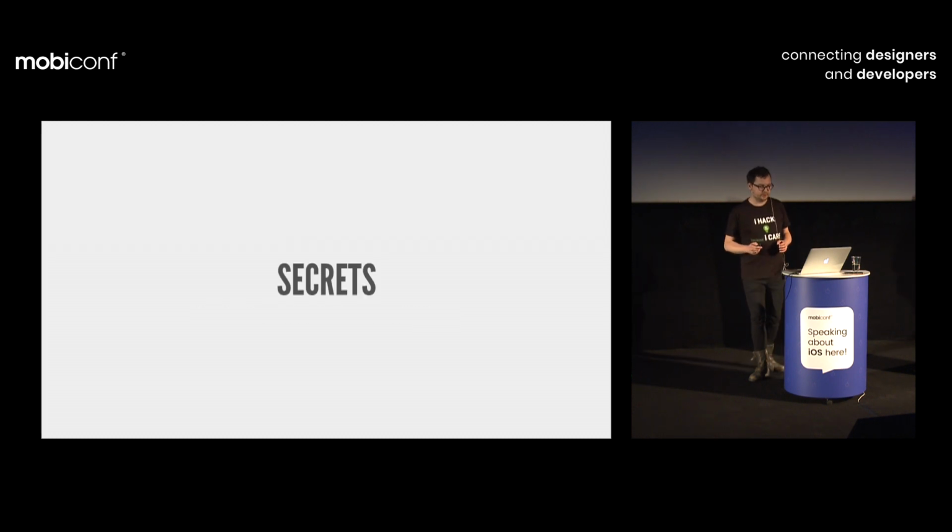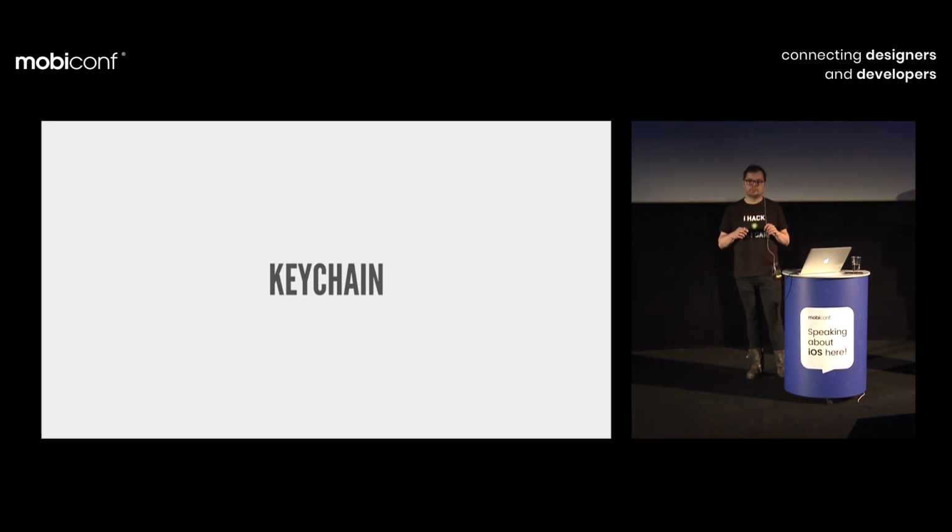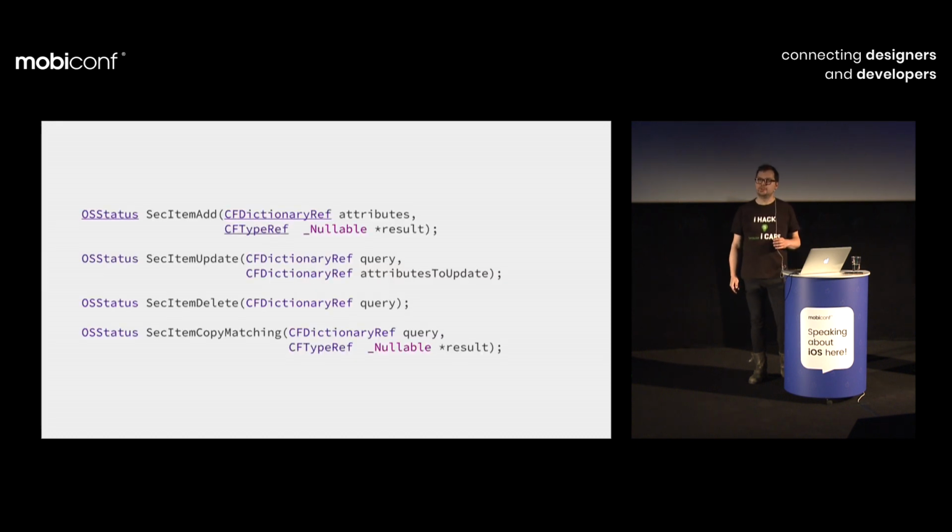Secrets. The apps have secrets. And the place for storing secrets is the keychain. Fortunately, the keychain is available for developers. It's a great place to store small amounts of sensitive data securely. For example, passwords. And there's an API for the keychain.